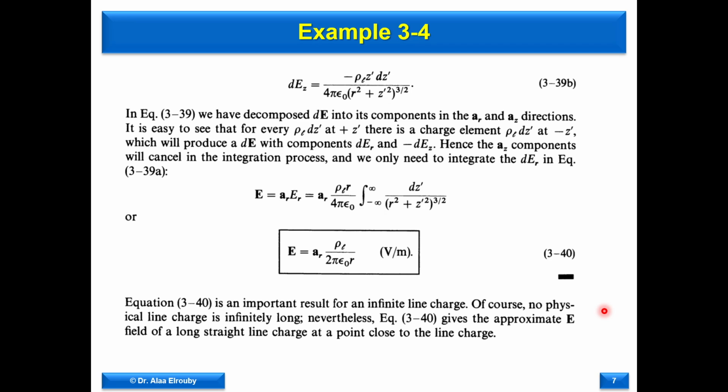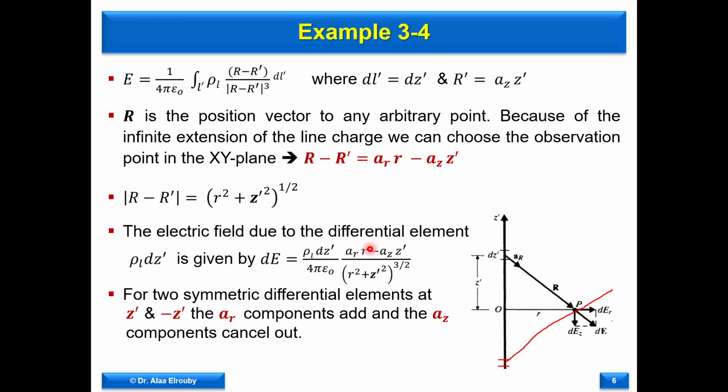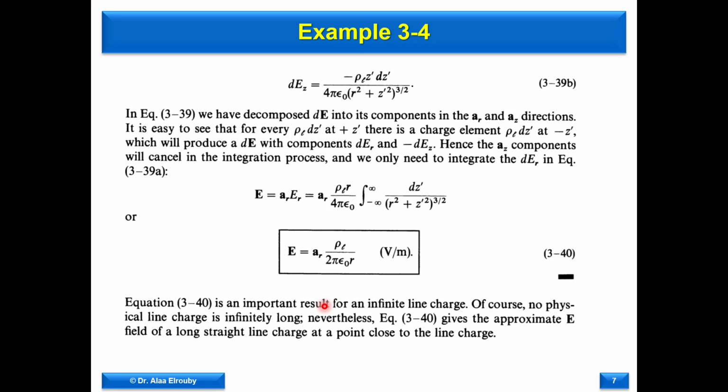So the z component will cancel each other and the r component will add to each other. So when we integrate dE, we'll have two components, one along r, one along z direction. Of course we integrate each one separately. The integration along z, each positive will cancel each negative, so the z component will vanish and we are left only with the r component.